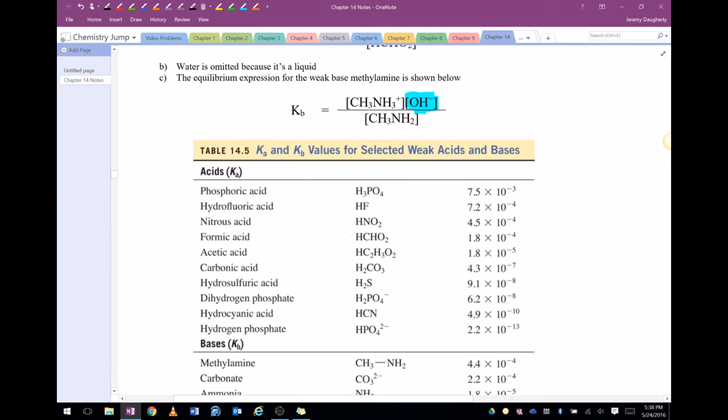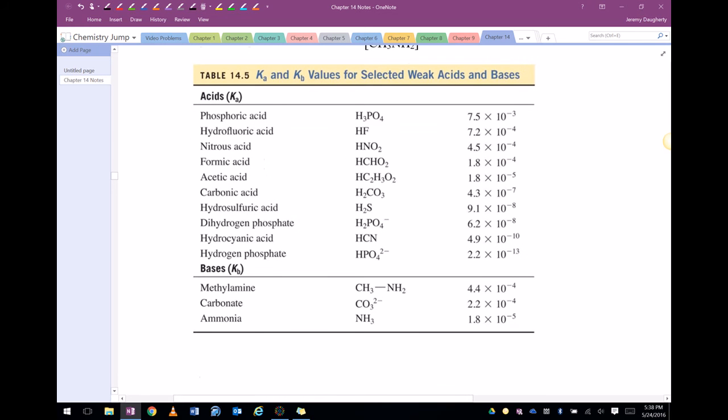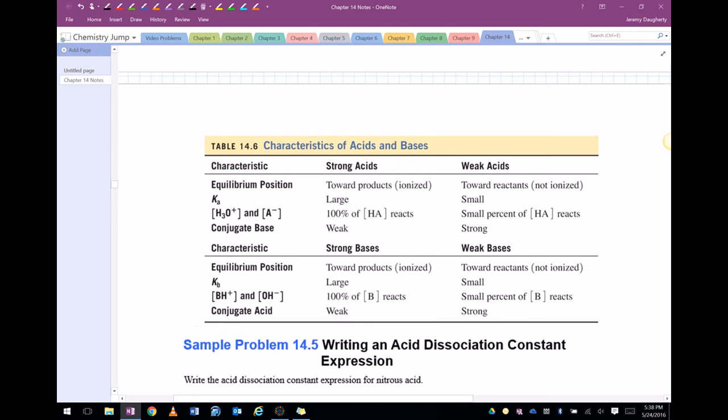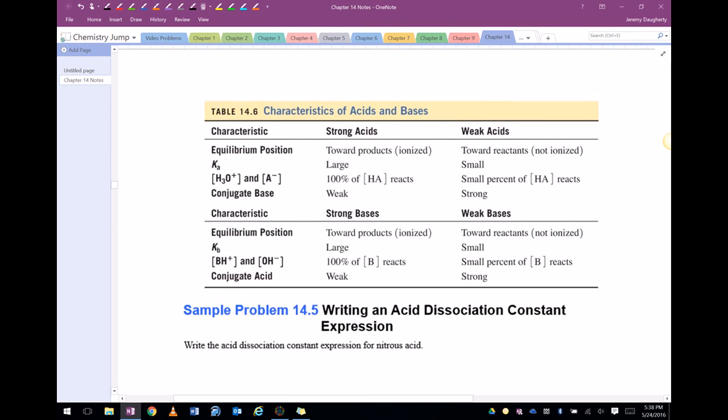Okay? So here are some common weak acids and weak bases, and here are their Ka and Kb values. You can see they go from relatively large Ka value to basically none of that breaks up. And here's this chart, characteristics of acids and bases. Pretty good, summarizes it fairly well.